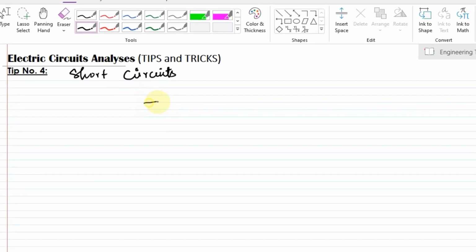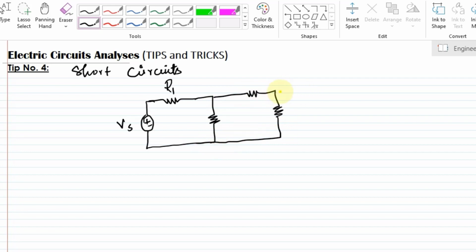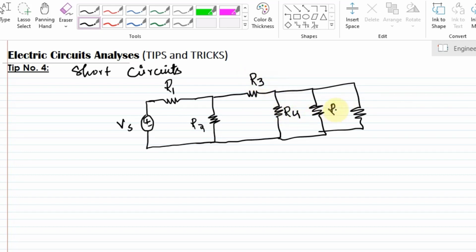So suppose we have a circuit like this one in which we have a source here. It can be a current source or voltage source, but let me consider it a voltage source here, and there is a resistor R1 here. Similarly, these are all the resistors which are connected with my circuit here. Let me call them R2, R3, R4, R5 and R6. So let's say this is our circuit.